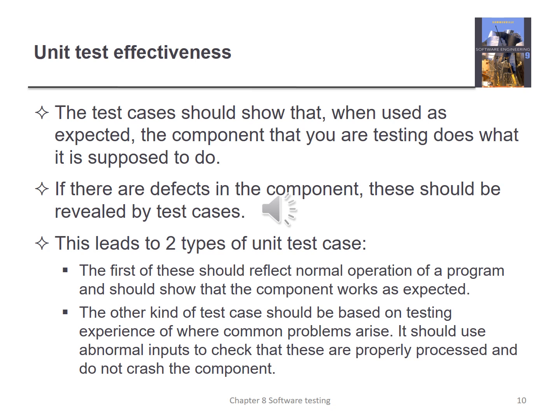We don't have to wait for user acceptance testing after system testing in order to fix it, because we would have to go back to block one and do the unit testing, integration testing, system testing, and then user acceptance testing again. If there are defects in the component, these should be revealed by test cases and fixed now. This leads to two types of unit testing. The first should reflect normal operation of a program and should show that the component works as expected. Everything is okay. The other kind of test should be based on testing experience of where common problems arise. It should use abnormal input to check that it is properly processed and does not crash.